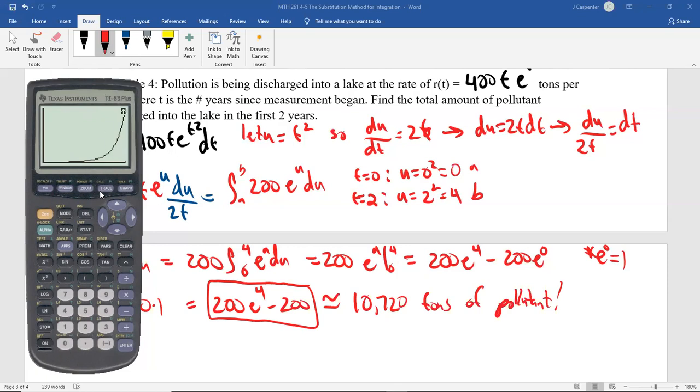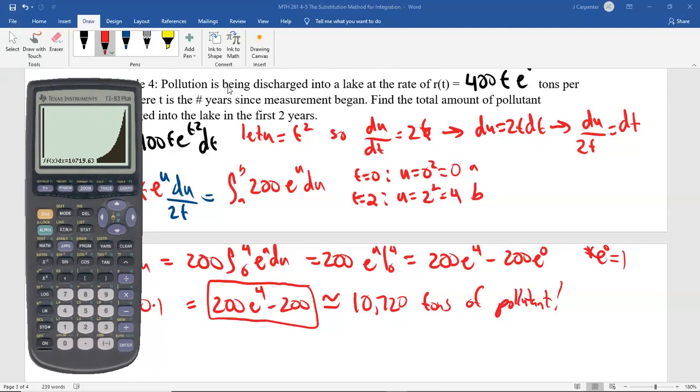So if we go second, calc, option 7, lower limit of 0, enter, upper limit of 2, because this is not in u's, this is in x's. So big numbers, it's going to take a minute to calculate. Yeah, 10,719.63. Same answer. So that's the total pollutant.